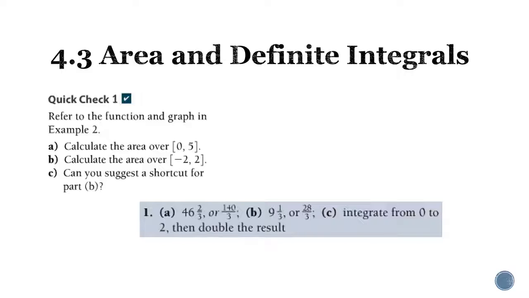Okay, so from 0 to 5, we have 46 2/3, or 140 over 3. For B, we have 9 1/3, or 28 thirds. And then C, can you suggest a shortcut for B? Because the graph is symmetric with respect to the y-axis, you could integrate from 0 to 2 and then double the result. But this will only work if it's symmetric with respect to the y-axis.